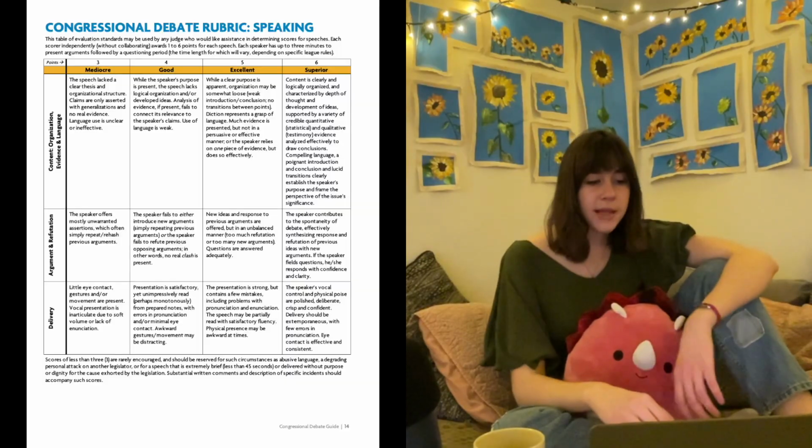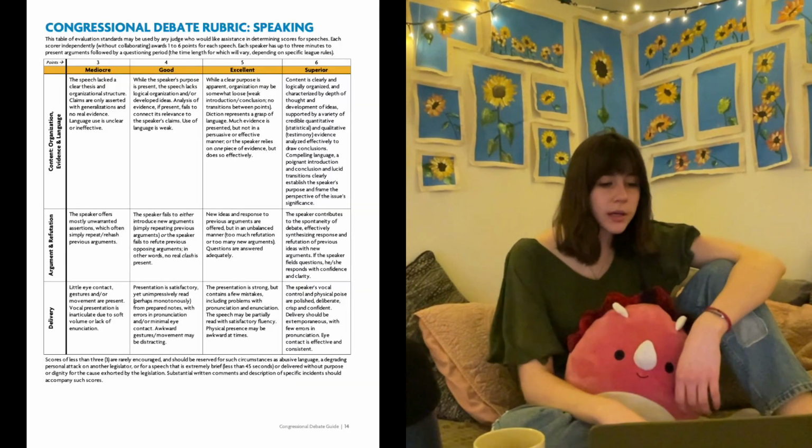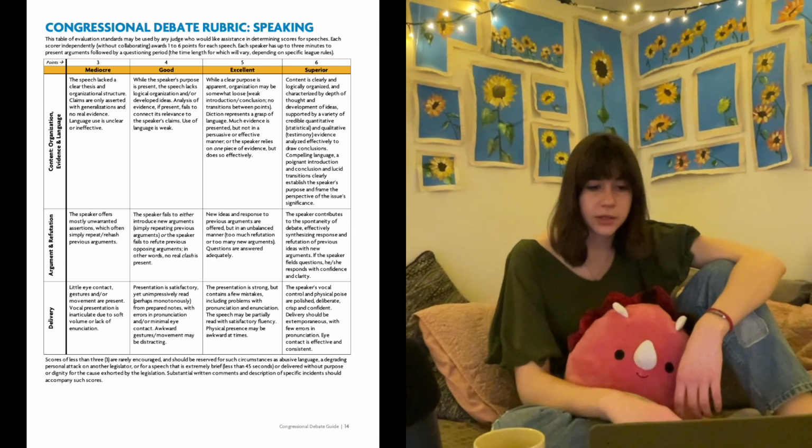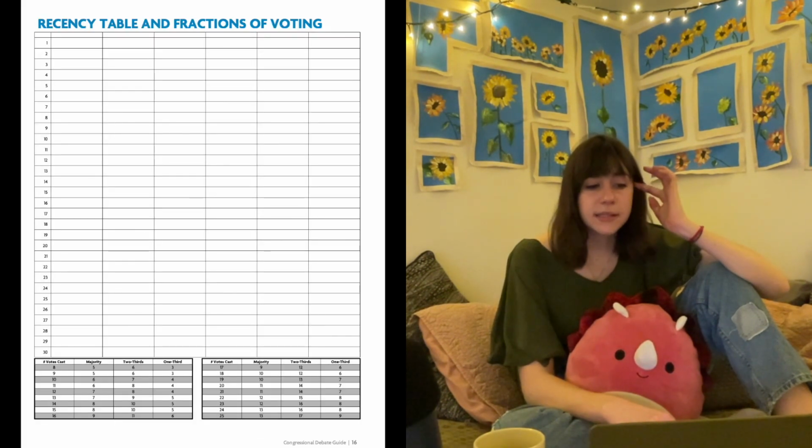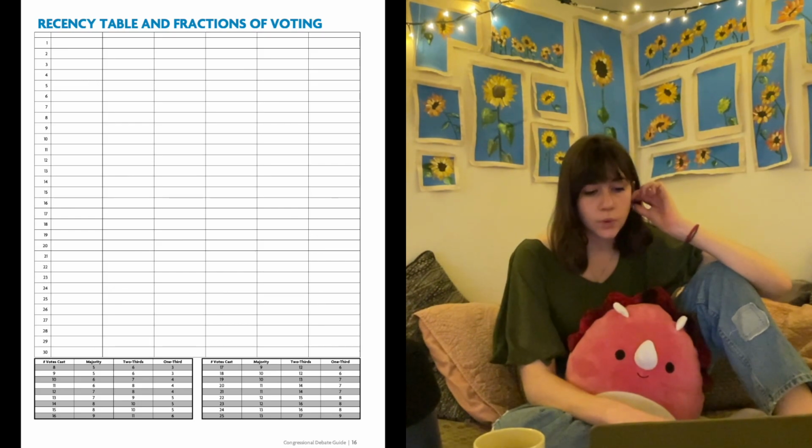The next page is the congressional debate speaking rubric. So this is for judges and parliamentarians to judge each individual speaker. Right after that is the presiding rubric. So again, judges, go ahead and pay attention to that. The recency table and fractions of voting is for POs. So if you are looking to preside and don't have a recency table set up for yourself yet, then you can always take this one and just do the different ways that you were shown how to preside up on page 10. So that's Adam Jacoby's guide.